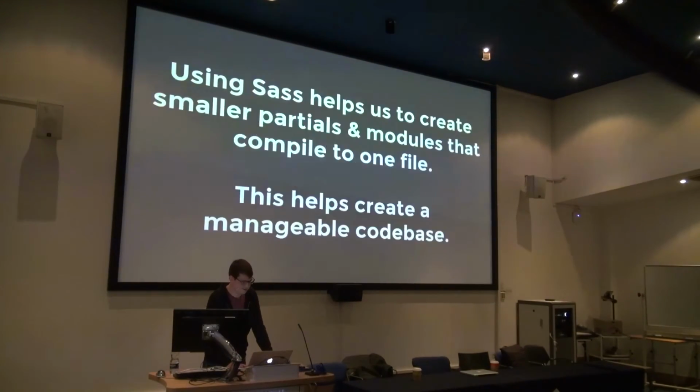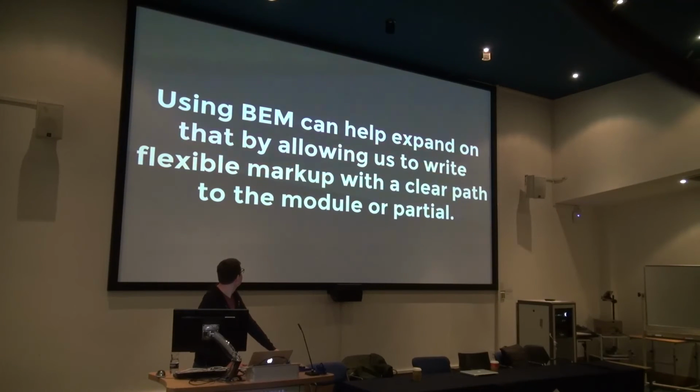And that's that really. So, quick recap. Using Sass can help us create small partials and modules compiled to a file. This helps create a manageable code base. And using BEM, we can expand on that by allowing us to write flexible markup with a clear path to the module or partial. And that's that.